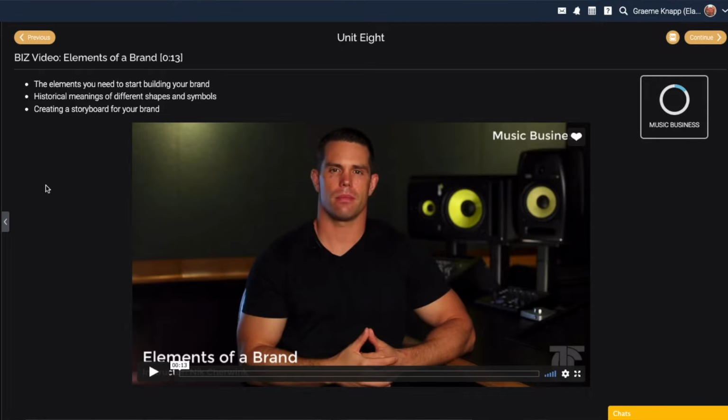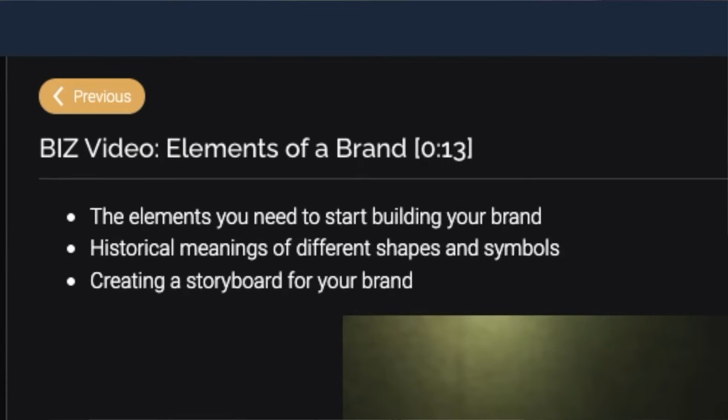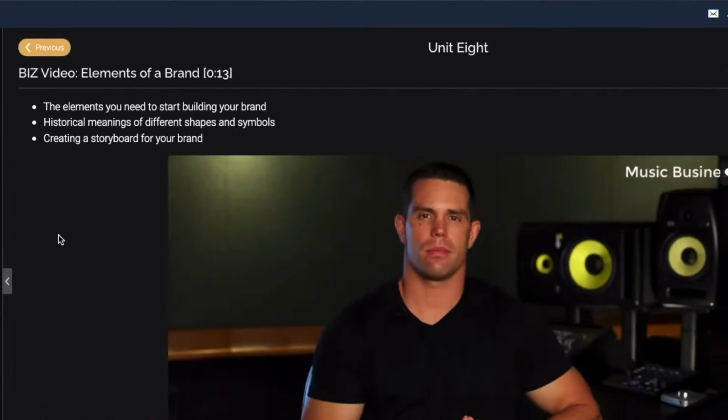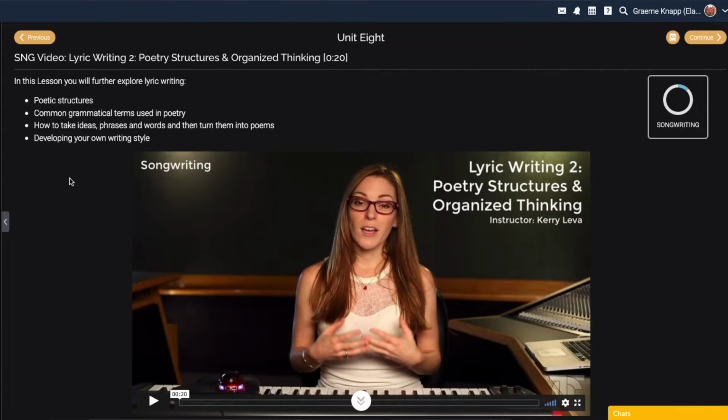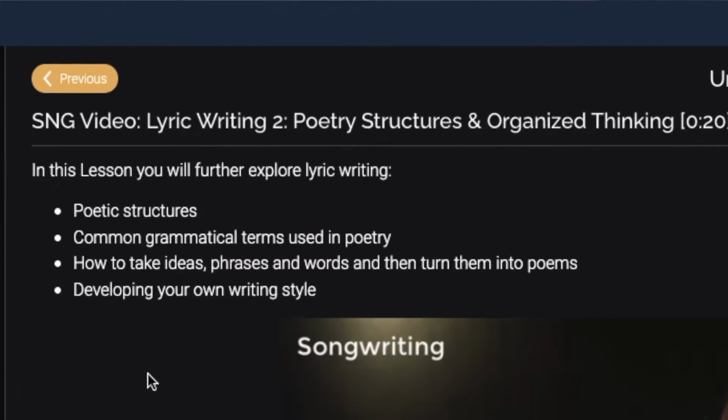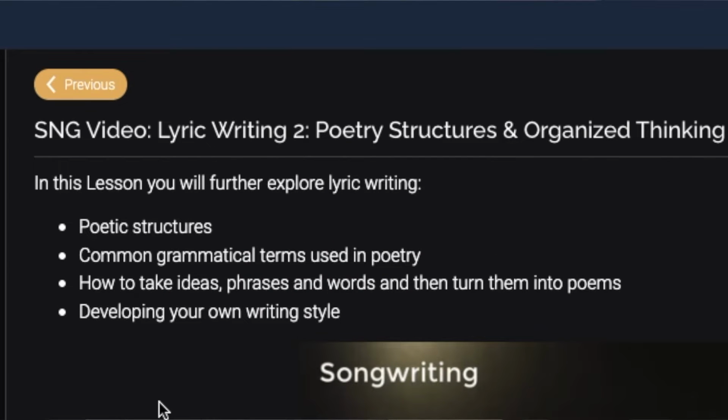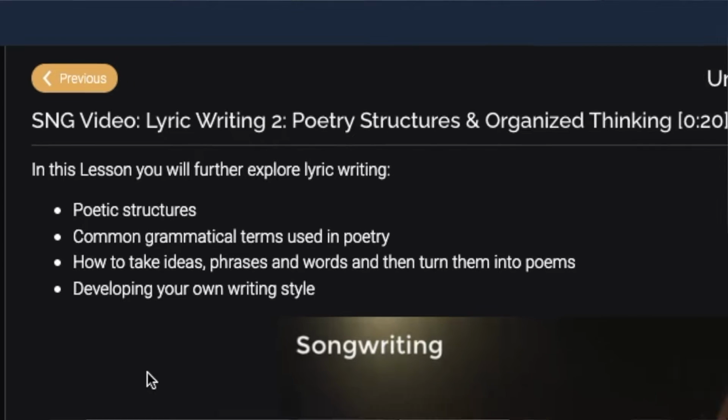Starting off with Music Business. Elements of a brand. The elements you need to start your brand, historical meanings of different shapes and symbols, creating a storyboard for your brand. Moving forward, songwriting, lyric writing 2, poetry structures and organized thinking. In this lesson, you will further explore lyric writing, poetic structures, common grammatical terms used in poetry, how to take ideas, phrases, and words and turn them into poems, developing your own writing style.